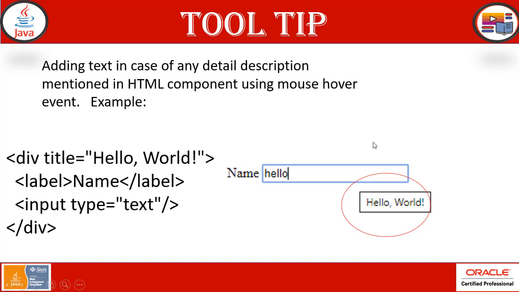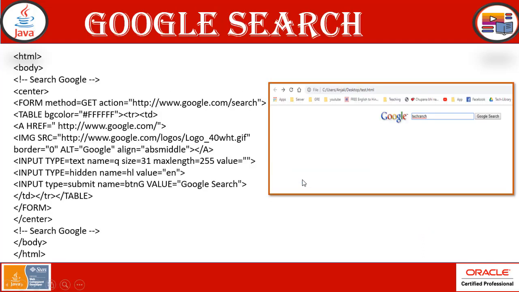All you need to do is the mouse over event around that label, and you will see the entire description, the complete text in detail of that particular object.